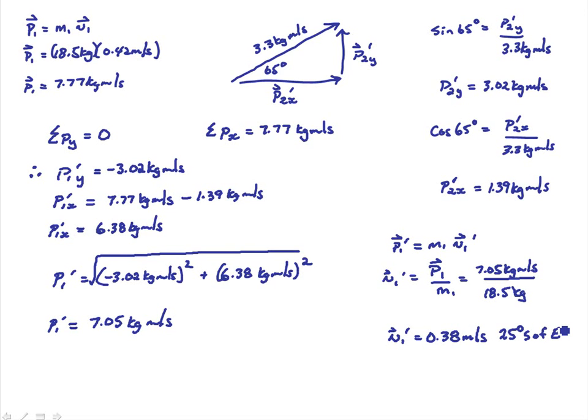Organization is what's key to making this work. These are the most lengthy problems in Physics 30. The formulas are not difficult. It's a matter of coming up with a very detailed step-by-step approach. And once you understand how to do this with all the different types, you just repeat it, repeat it, repeat it. So our final answer, 0.38, 25 degrees south of east.